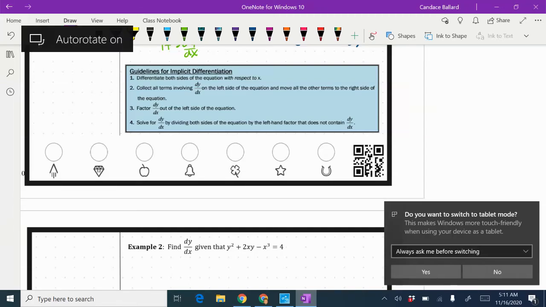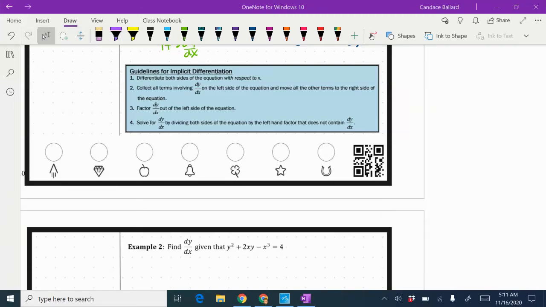In this video, we're going to continue topic 3.2, implicit differentiation. We're going to look at the guidelines for implicit differentiation first. So the very first thing that we're going to do is differentiate both sides of the equation with respect to x. We're going to collect all terms involving dy/dx on the left side of the equation and move all the other terms to the right side of the equation. So dy/dx stays on the left, everything else goes to the right.